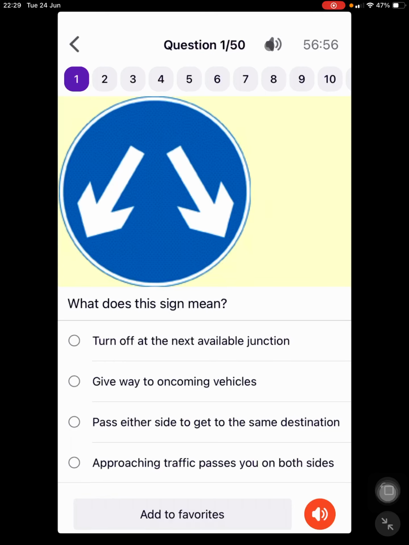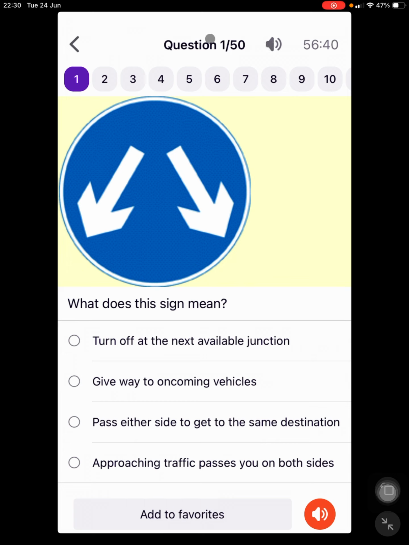What does this sign mean? Turn off at the next available junction. Give way to oncoming vehicles. Pass either side to get to the same destination. Approaching traffic passes you on both sides.